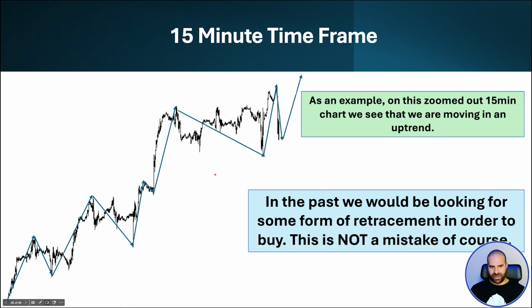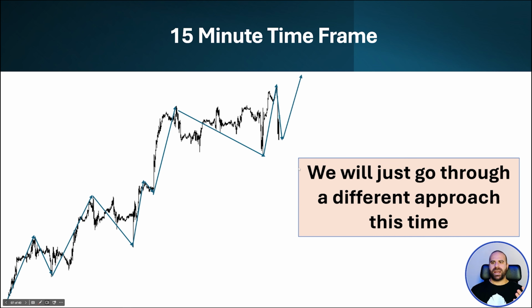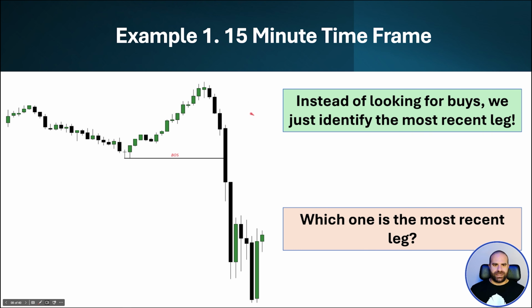So if you would be looking for a continuation, assuming, for example, you would identify a fair value gap of the 15-minute time frame, and you would be looking for a continuation, this is not mistaken. Nonetheless, we're gonna be doing something different this time. What is gonna be this different thing? We are gonna be identifying the most recent leg that is being broken. So instead of looking for buys, we just identify the most recent leg.